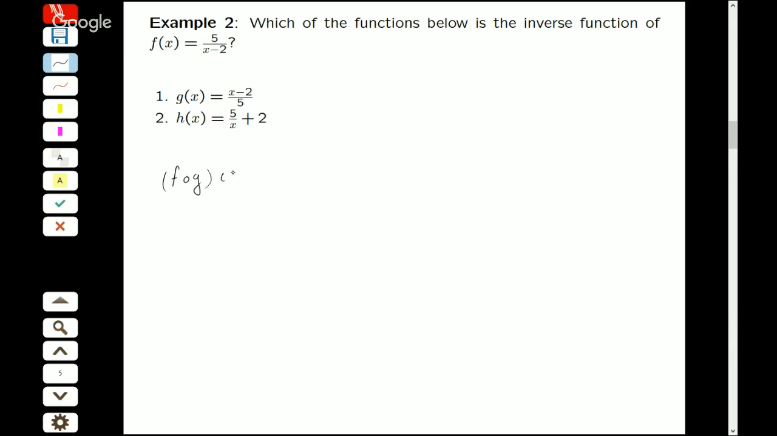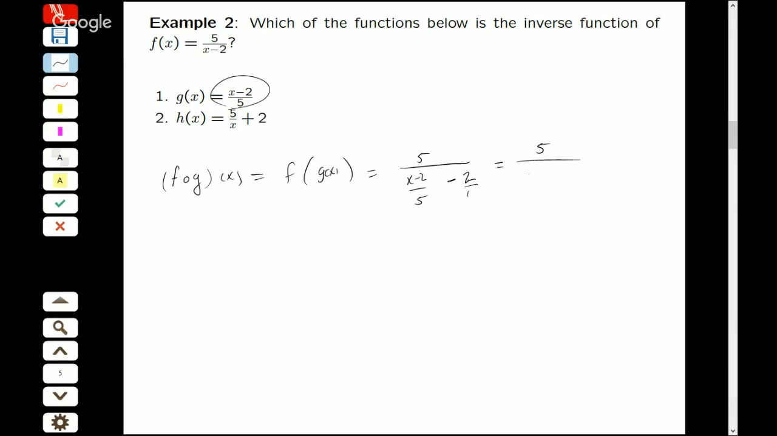If I do f composed of g, that means I'm plugging in the g of x for the f. So I have 5 over something minus 2, and now I have to plug in the g for that something, which is x minus 2 over 5. Now we just do our basic arithmetic here, algebra. I have a fraction in my denominator, so let me write that as a 2 over 1, and let's get a common denominator.